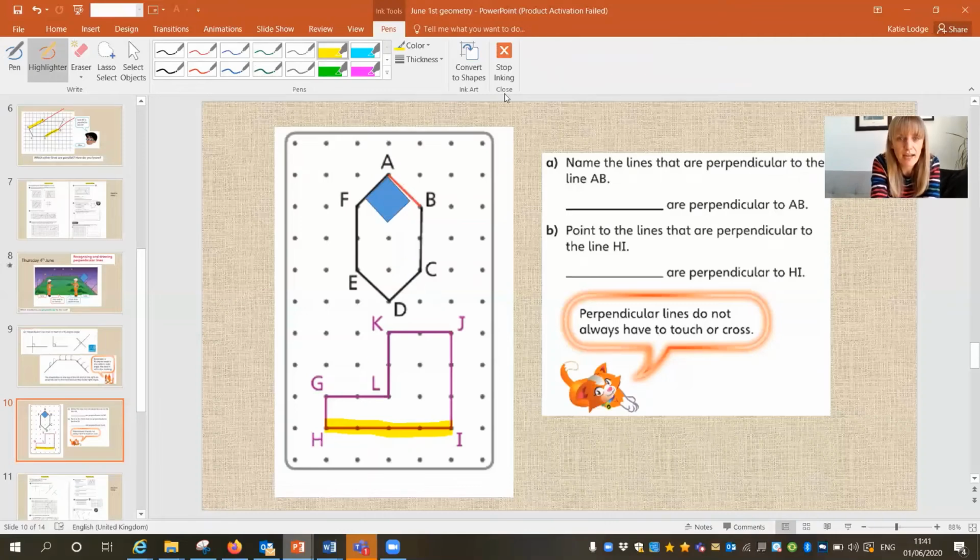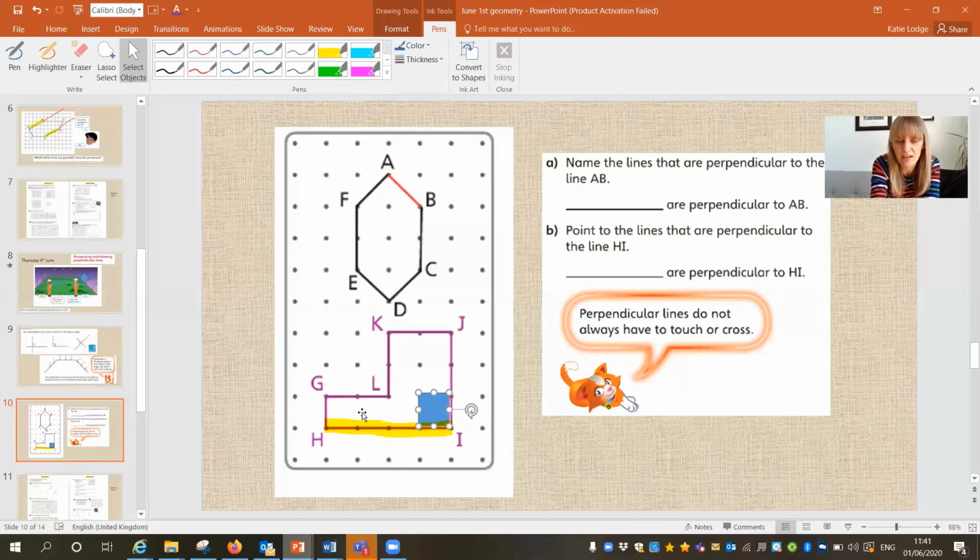If I bring down my little box just here, look, and I'm going to twist it round so that it's sitting on line HI like that. Now, if I go over here, oh look, line GH, that's perpendicular because it's meeting at a right angle. What about the other side? Yes. So that one's got two. Line IJ is also perpendicular to line HI.